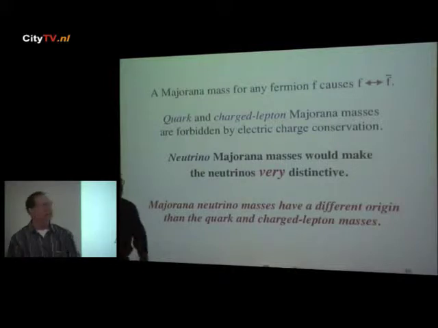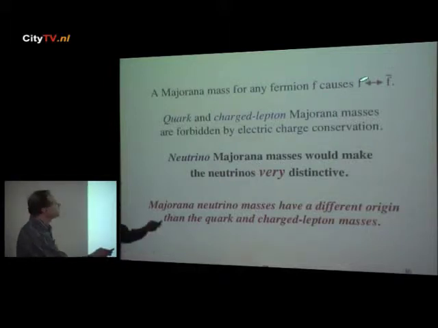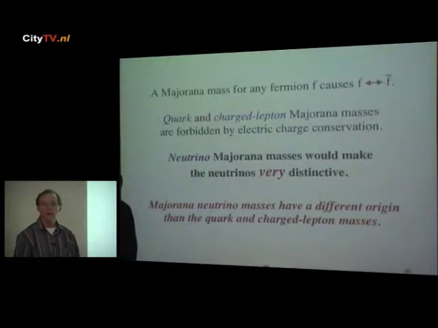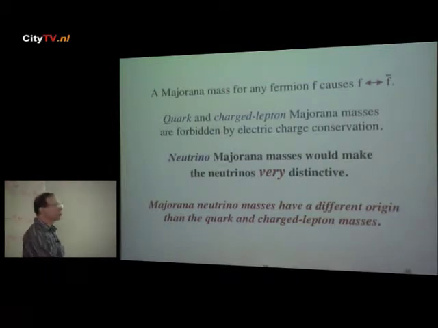A Majorana mass term for any fermion would mix that fermion with either its own antifermion or a closely related antifermion. This mixing, if the fermion is electrically charged, would reverse the sign of the electric charge, turn electron into positron. Well, that would violate electric charge conservation. That's a very big no-no. So an electrically charged particle cannot have a Majorana mass term. But neutrinos are electrically neutral. So they could have Majorana mass terms.